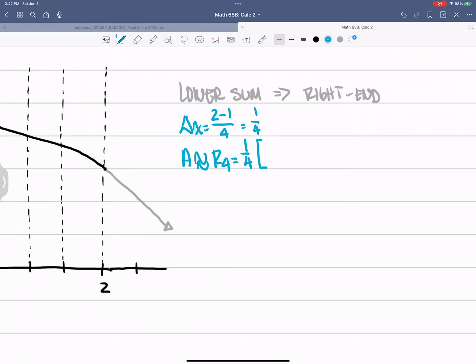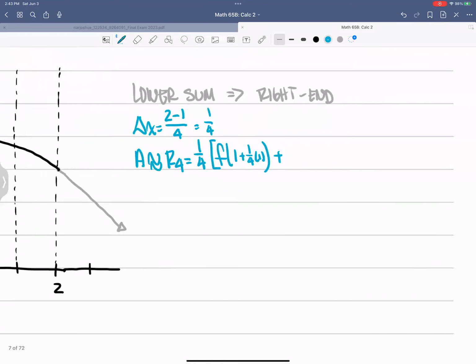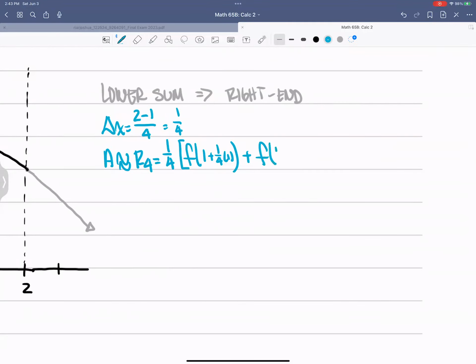So the first one, we're looking at x1. In this case, we're going all the way up to 4. So x1, that's going to be f of a. a started off at 1. 1 plus, we're adding 1 forward, so 1 over 4. That's 1. And let's find all 4 of them. f of 1 plus 1 over 4 times 2. f of 1 plus 1 over 4 times 3. The last one, f of 1 plus 1 over 4 times 4. And brackets to close everything up.